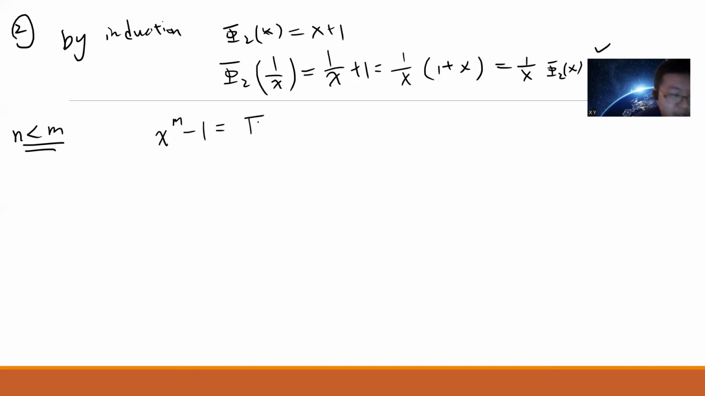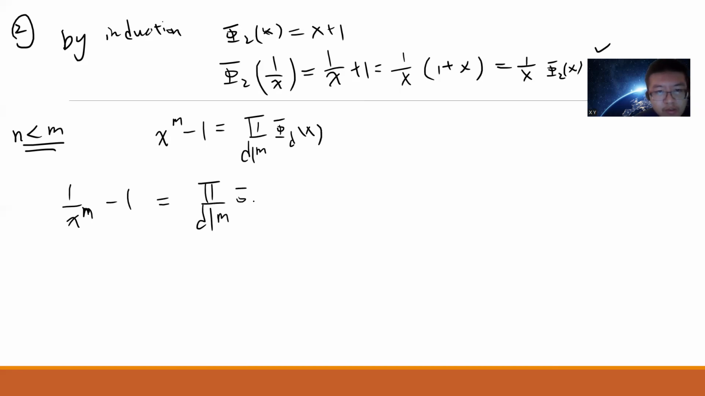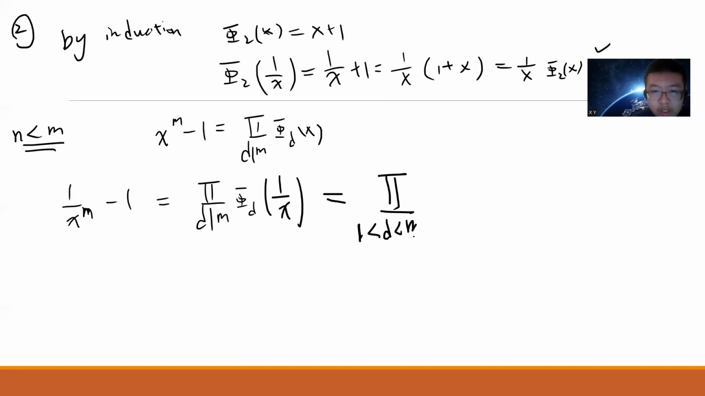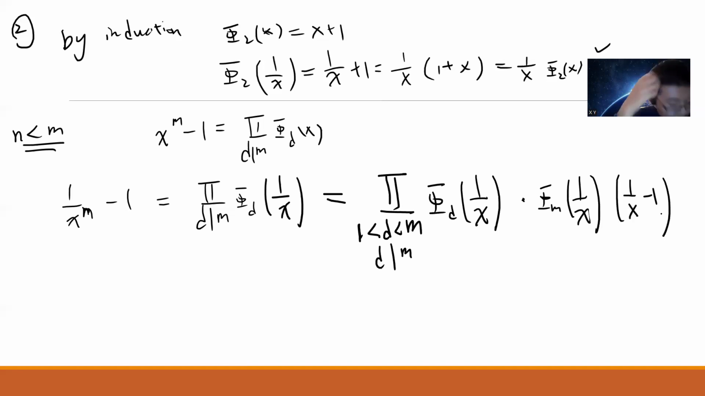So x to the m minus 1 is the product over d dividing m of phi d of x, and so 1 over x to the m minus 1 is the product over d dividing m of phi d of 1 over x. Okay, then we can use our conjecture, our mathematical induction. So this term can be written as the product over d less than m, d dividing m, of phi d of 1 over x, times phi m of 1 over x, minus 1. Okay, so this is just directly writing the results.